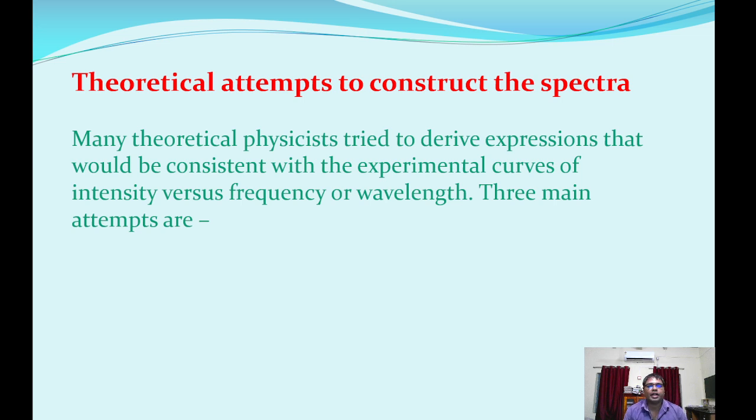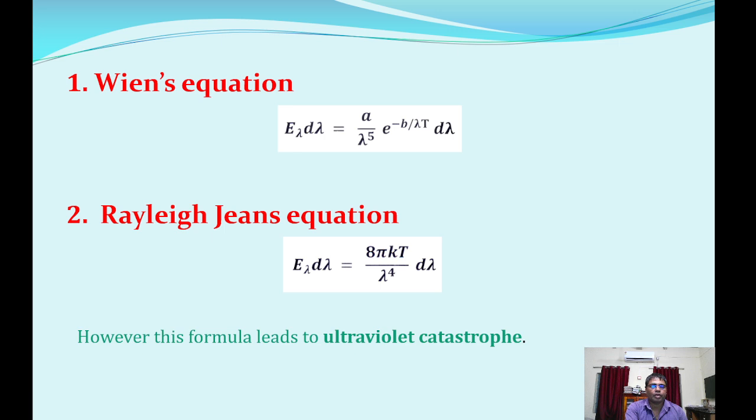Next, the theoretical attempts to construct the spectra. Many theoretical physicists tried to derive expressions that would be consistent with the experimental curves of intensity versus frequency or wavelength. Three main attempts are as follows. First of all, Wien's equation.